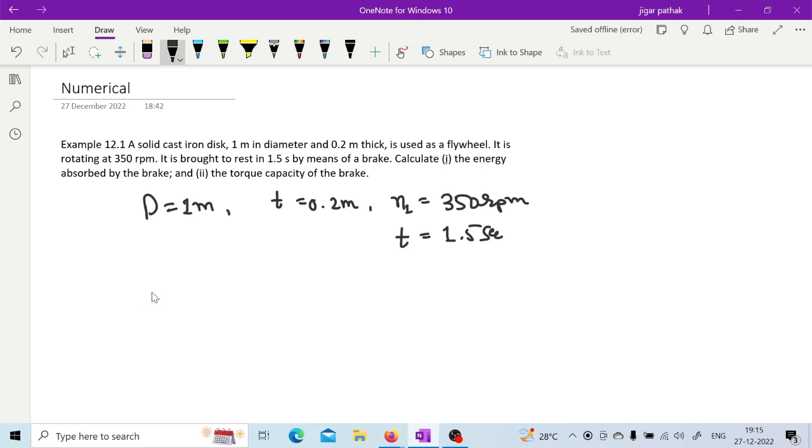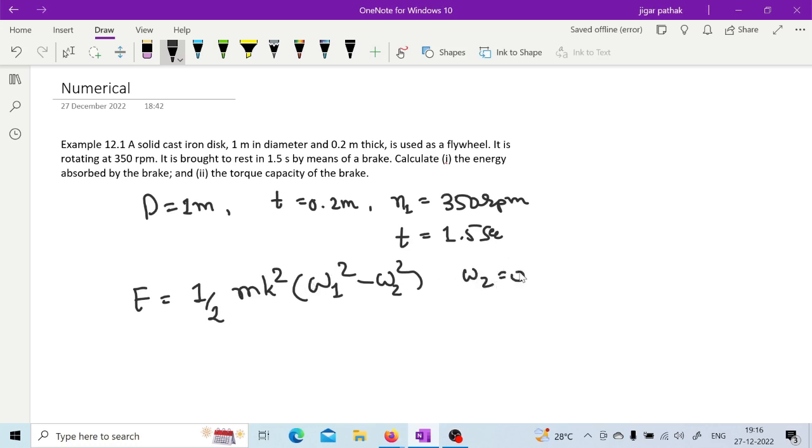At first we have to calculate the mass of the disc, which is density into volume. Because while calculating this energy, you have to go by this equation, where mk² is nothing but the moment of inertia. So in order to have an idea about the energy absorbed, you first have to know the mass as well as the radius of gyration. Omega 2 you can consider 0, and omega 1 you can calculate from the RPM, 2πN by 60.